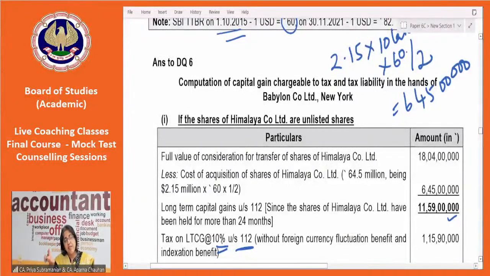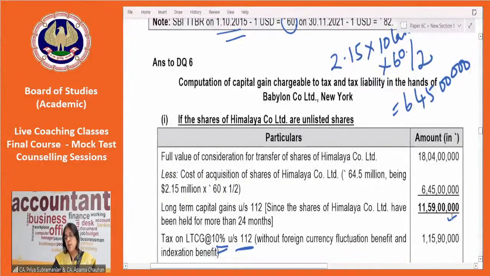Suppose foreign currency fluctuation benefit was available, I should have computed it in foreign currency. Both in foreign currency, I would have converted it, computed it, then added the net figure, and then converted it into Indian rupees. But in this case, the section clearly states that you cannot avail that benefit. So I have to directly compute it in Indian rupees.